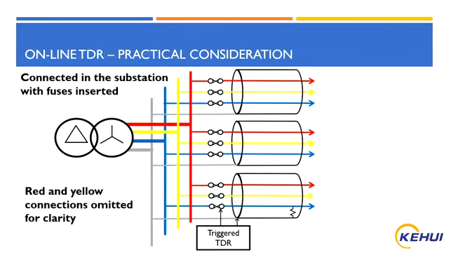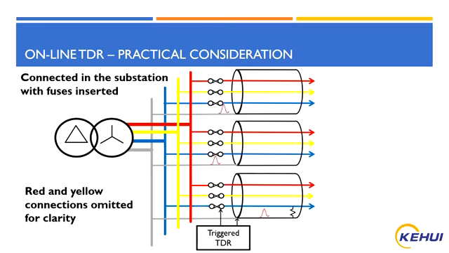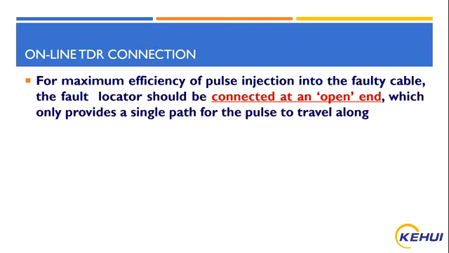In order to measure the distance to the fault, we have to inject the TDR pulse into the cable under test. If, however, we simply connected between the phase conductor and the neutral, the TDR pulses will travel in all directions. This may include going into the bus bar and hence into all of the other cables connected to it. The result will be many reflections, which will make the traces extremely difficult to interpret. In order to be able to effectively identify the distance to the fault, we need to find a more efficient way of injecting the pulse.